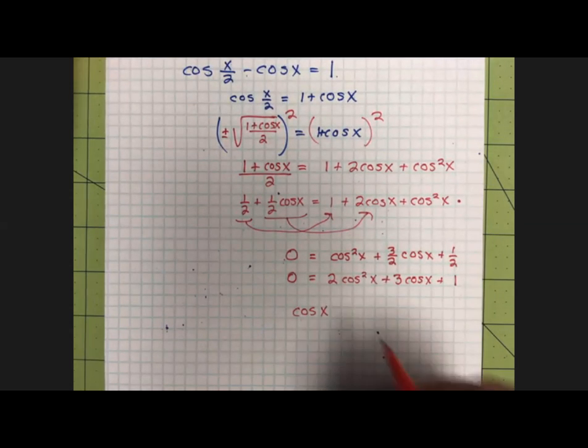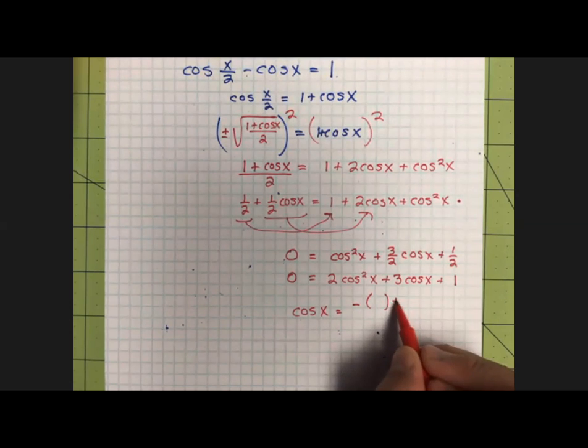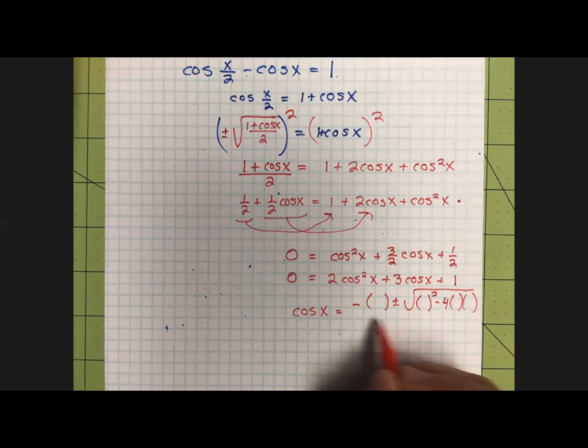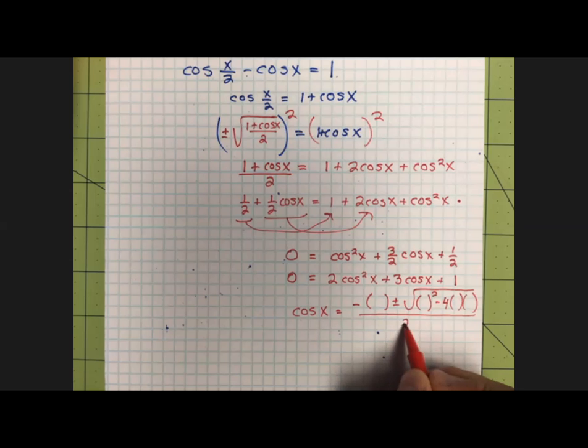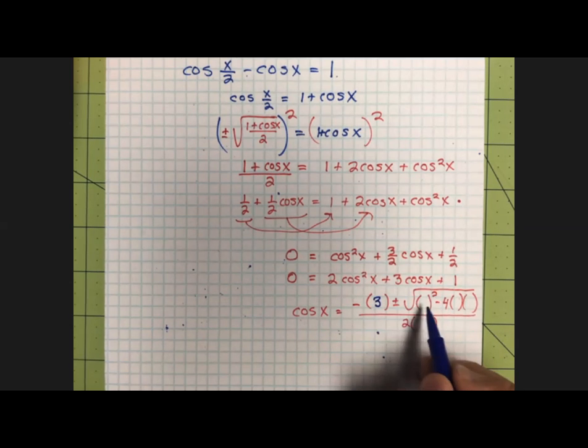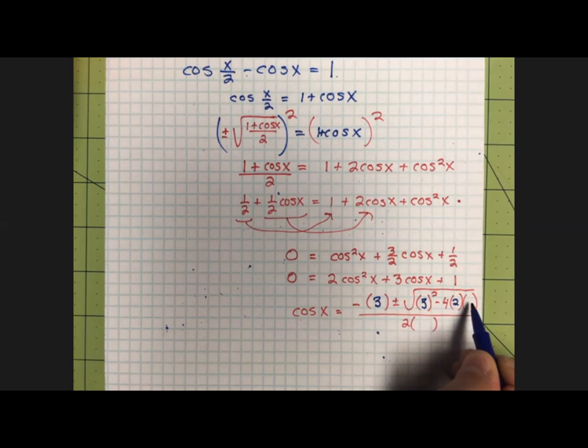So now let's write the quadratic formula. Opposite of b plus or minus the square root of b squared minus 4 times a times c, divided by 2 times a. Make sure you put the numbers in the right place. The opposite of b is the opposite of 3. B squared is 3 squared. A is 2 and c is 1.